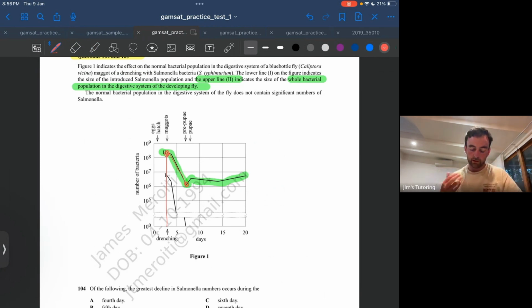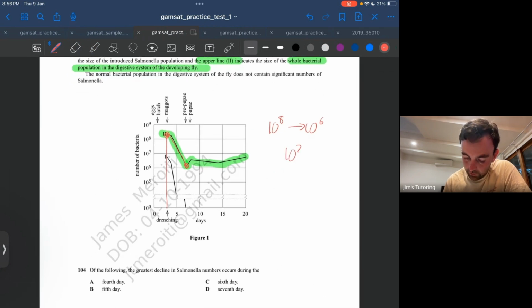Now, if you look at this, you might say, well, it's gone from 10 to the 8 to 10 to the 6. So the answer is 10 to the 2. But this isn't quite how a logarithm works. I know this is powers, but it's very similar to logarithms. And you might see log scales like this.